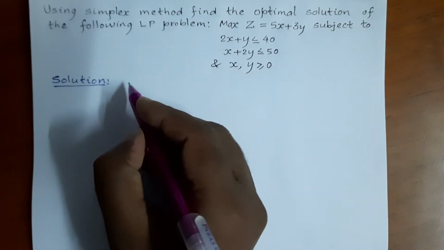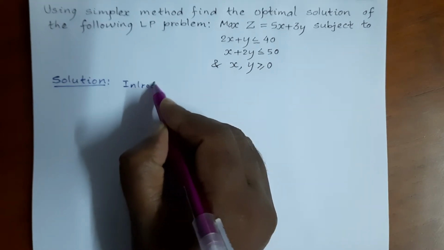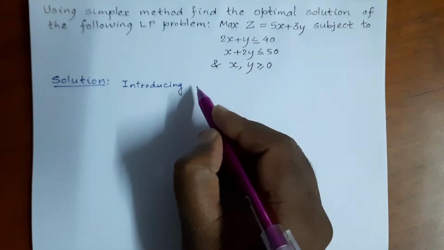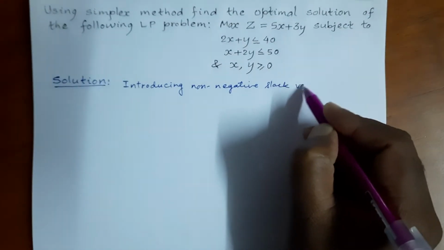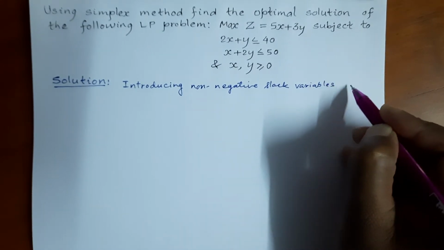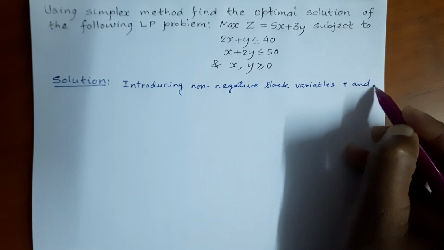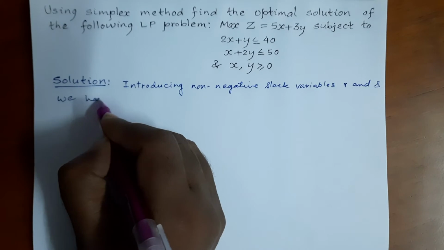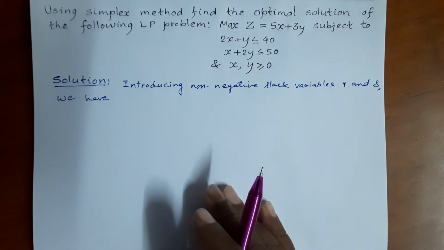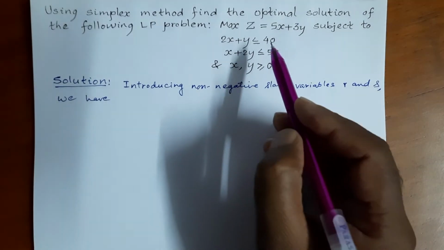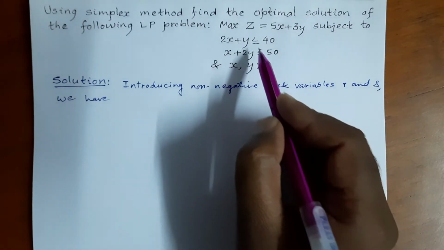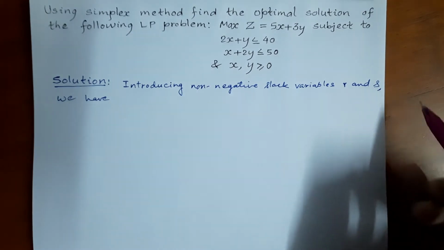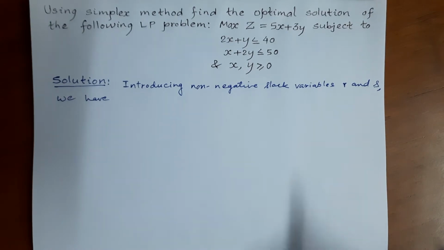Introducing non-negative slack variables R and S. We have two inequalities here, so we have introduced two slack variables R and S. If there are three inequations, we can introduce three non-negative slack variables R, S and T, or any other letters can be used to denote slack variables.